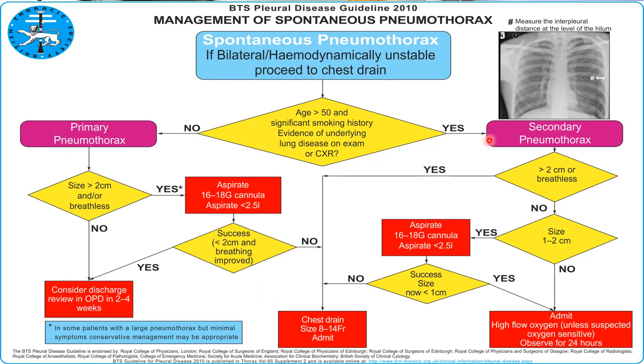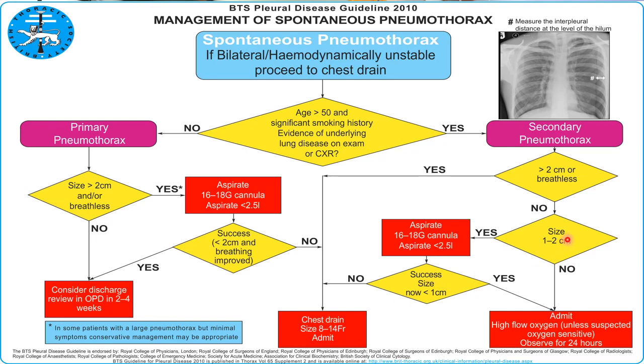And for the secondary pneumothorax, we will also measure the distance. If it's more than 2 centimeters or the patient is breathless, we will go directly for the chest drain. If not, if the size is between 1 to 2 centimeters, we will go for aspiration first. If it's successful, we will admit for high flow oxygen. If not, we will proceed to chest drain.